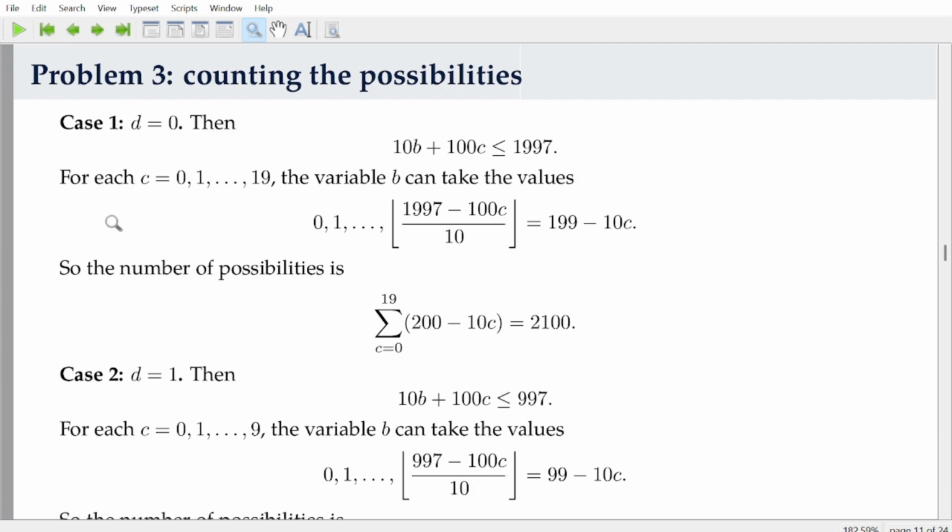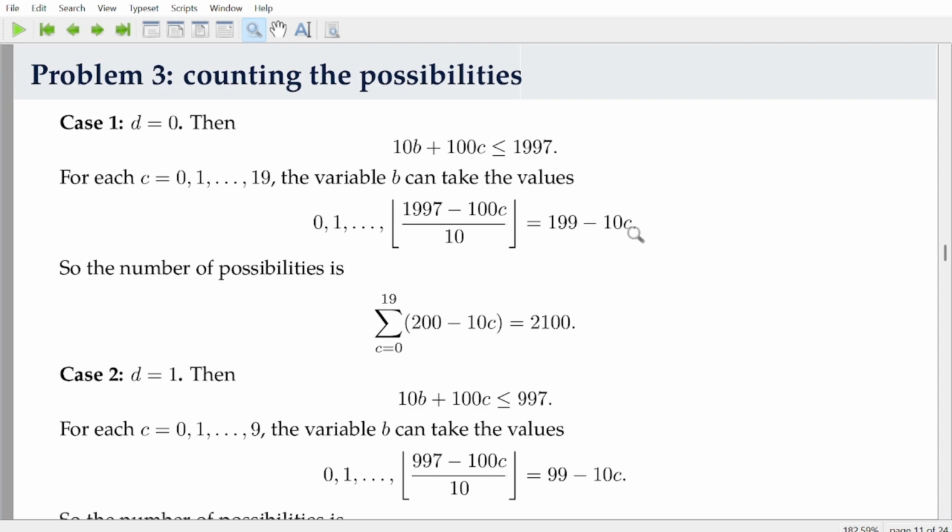So just to reiterate, for any value of c between 0 and 19, b can take any value from 0 all the way up to this floor, which is just 199 minus 10c. So there are going to be 200 minus 10c possibilities for b for every single value of c. We've found how many possibilities there are for b in terms of c once we fix a value of c between 0 and 19. And so we just sum those possibilities from c equals 0 to 19 to get the total number of possibilities in this case where d is equal to 0.